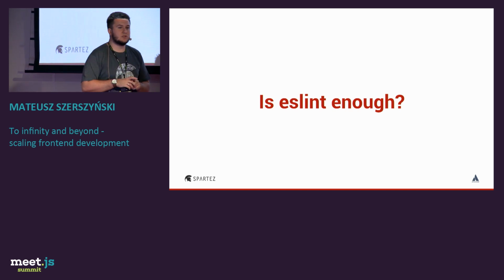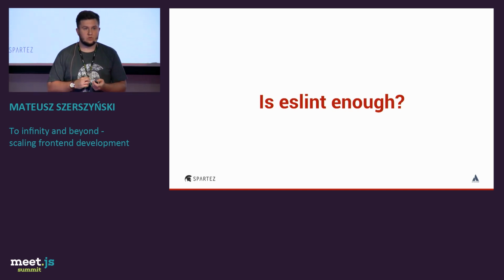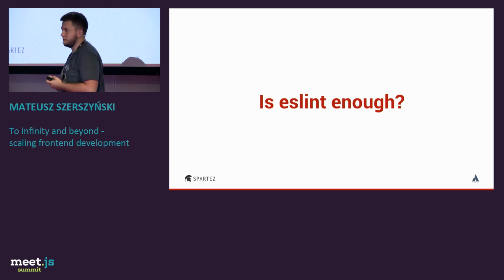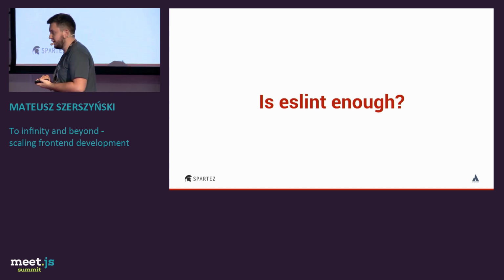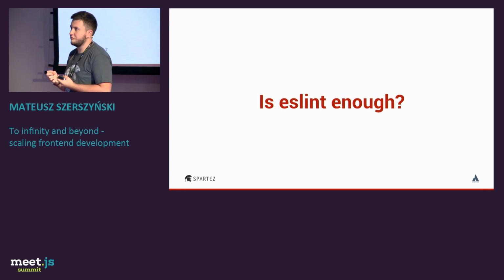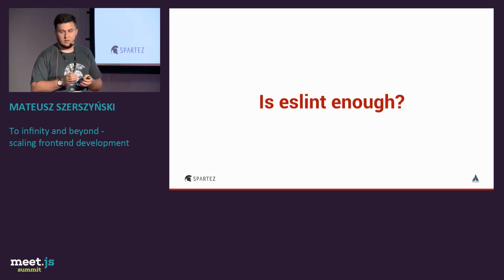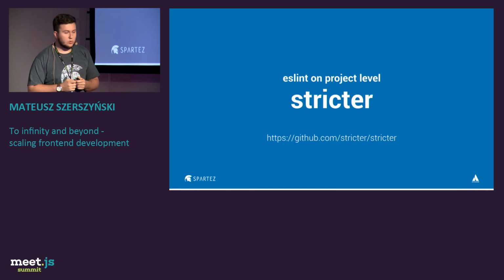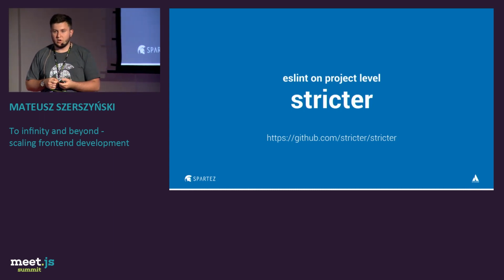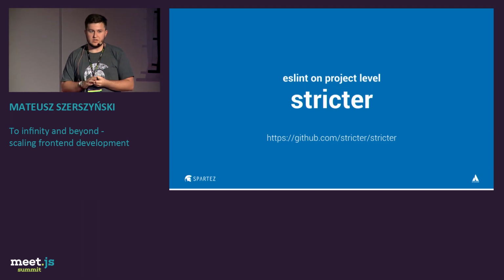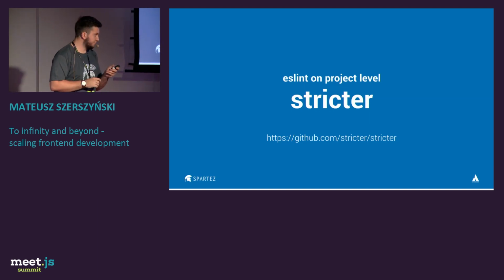But let's ask a question: is ESLint enough? Sometimes ESLint would not allow us to do some things, like it's not aware of the way our directories are structured. It cannot analyze the whole project from the directory structure perspective. So we created a tool called Stricter, which is available on GitHub, and it allows you to do some ESLint magic on the project structure level.